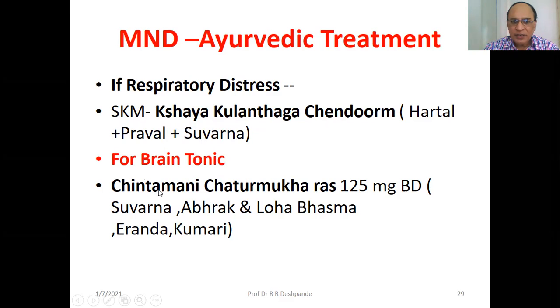For brain tonic, Chintamani Chaturmukha Rasa, 125 milligram BD. It contains Suvarna, Abhraka and Lohabhasma, Eranda and Kumari. Kumari is for digestion and metabolism, Eranda is anti-Vata, and these are all Rasayanas for the brain.